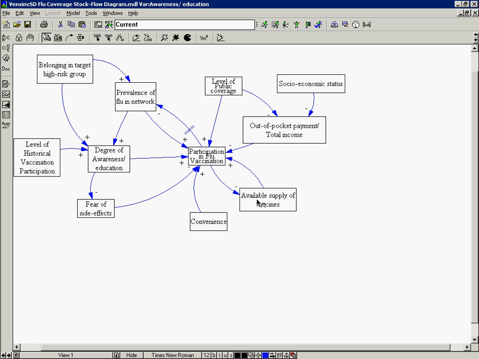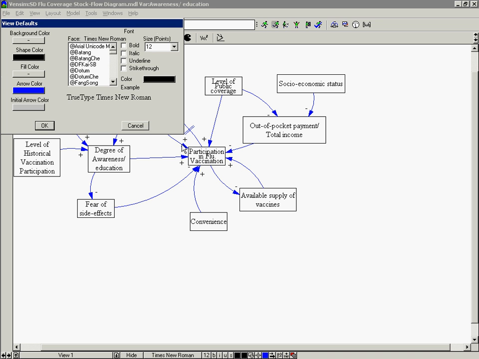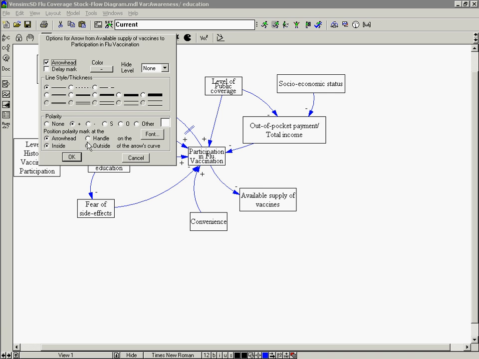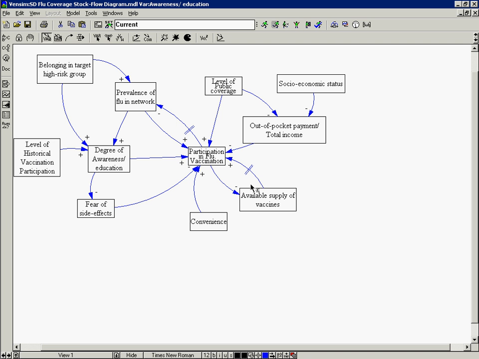You have more of this, it leads to less available supply, and eventually that will impact participation, right? As we saw here, they had to close down flu clinics for the general public at some point because of the shortage of flu vaccine. And then they had to shut it down for everyone, and then they restarted it. So there's some depletion here. Arguably, there should be a delay associated with this. Let's see if by right-clicking on this, maybe I want to put a delay mark in, because it would have to take quite a lot of participation for available supply to start constraining participation.